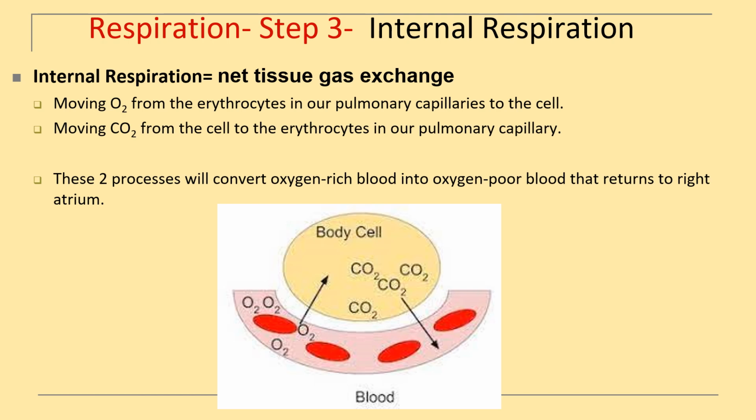Step 3, internal respiration or net tissue gas exchange. We're going to move the oxygen out of the blood and give it to the individual cells that are dependent on our bloodstream for their oxygen. We are also going to move any waste products like the carbon dioxide out of these cells and put it back in the bloodstream so we can take it back to the lungs to get rid of it. So this is going to convert oxygen-rich blood into oxygen-poor blood because we're giving all of our oxygen away to these cells.